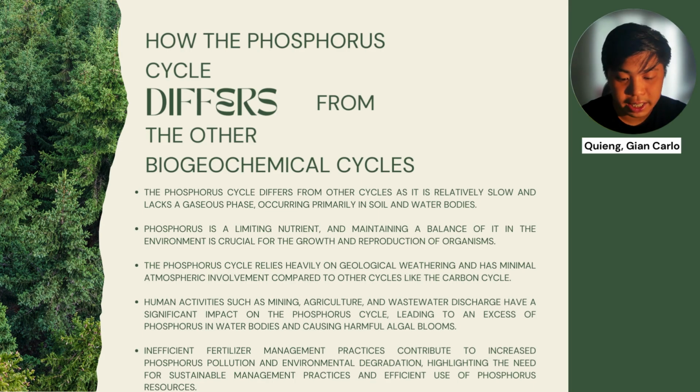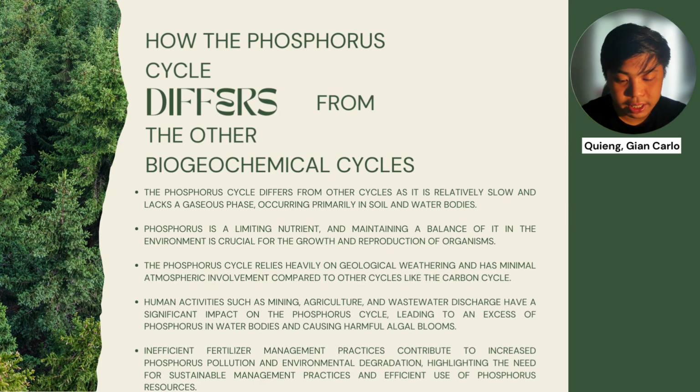Fourthly, the phosphorus cycle is heavily influenced by human activities such as mining, agriculture, and wastewater discharge, which can lead to an excess of phosphorus in water bodies and cause harmful algal blooms. In contrast, the water cycle is impacted by human activities such as deforestation, urbanization, and climate change.